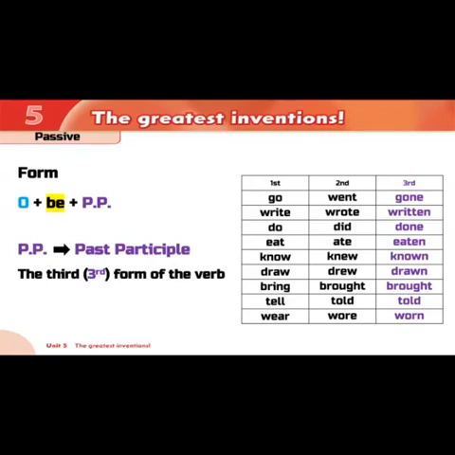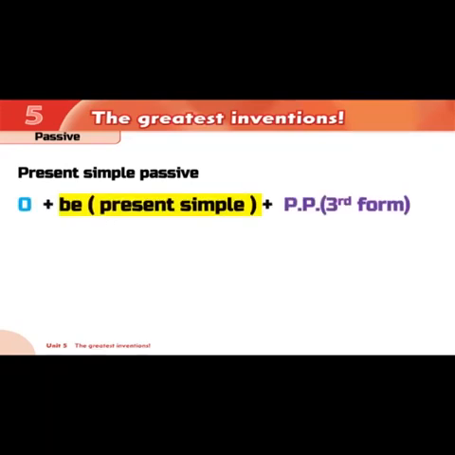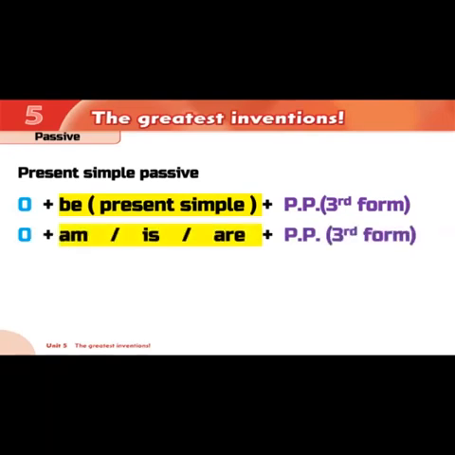Now let's start with the present simple passive. The form of the present simple passive is object plus verb to be in the present simple plus the past participle, the third form. Now we have to know verb to be in the present simple, which means the first form of verb to be, which will be am, is, or are. So the form will be object plus am, is, are plus the past participle.